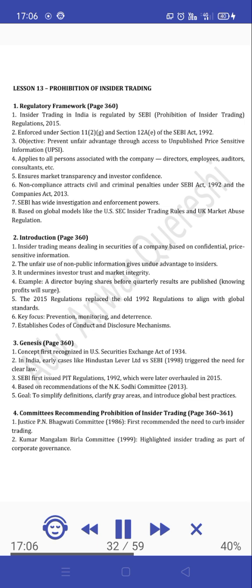2. Introduction, page 361. Insider trading means dealing in securities of a company based on confidential, price-sensitive information. 2. The unfair use of non-public information gives undue advantage to insiders. 3. It undermines investor trust and market integrity. 4. Example: a director buying shares before quarterly results are published, knowing profits will surge.